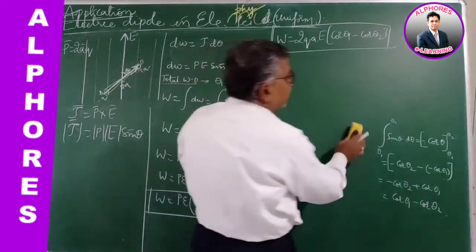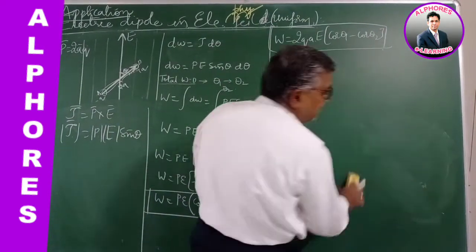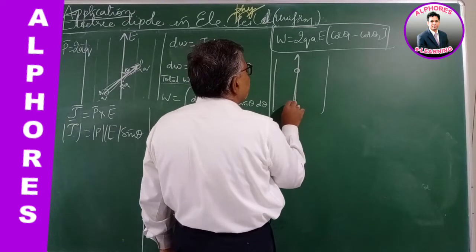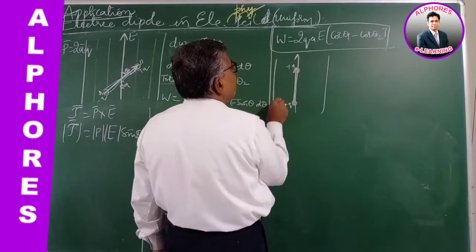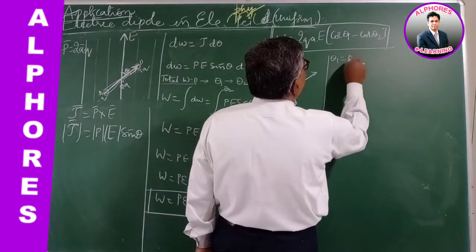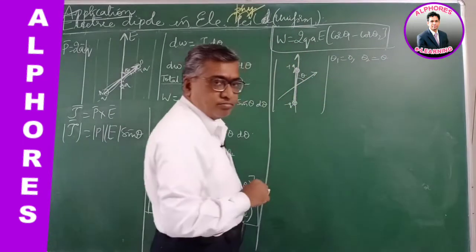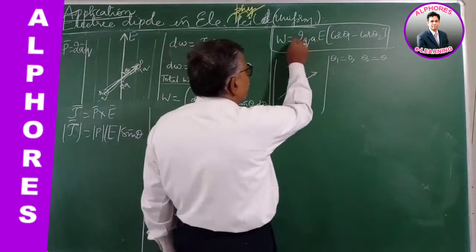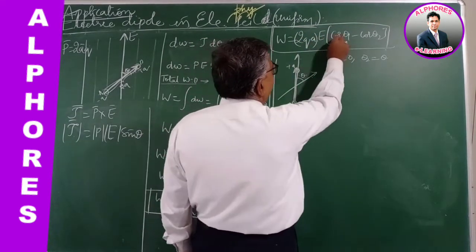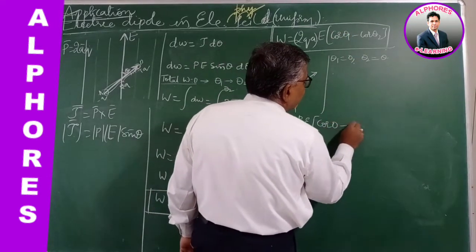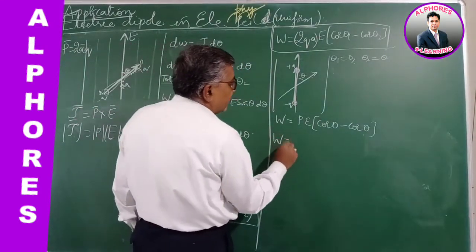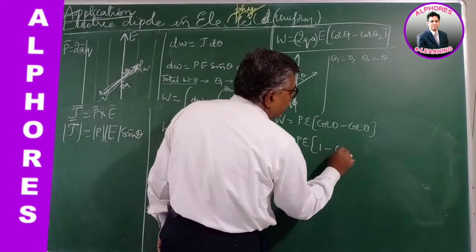Suppose you have to turn the dipole from its initial position. Suppose this is the electric field, and initially the dipole is in this position, minus q, plus q. From here you have to turn it through an angle theta. That is, initial angle theta 1 is 0 and final angle is theta. Then substituting, 2aq is P, so the work done is PE of cos 0 minus cos theta. We know according to trigonometry cos 0 is 1. Therefore work done is equal to PE of 1 minus cos theta.